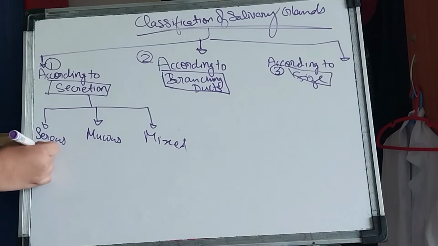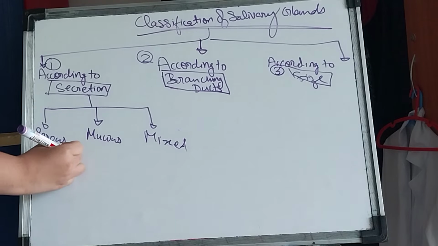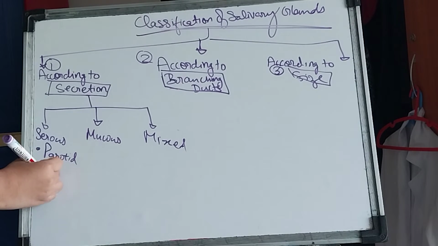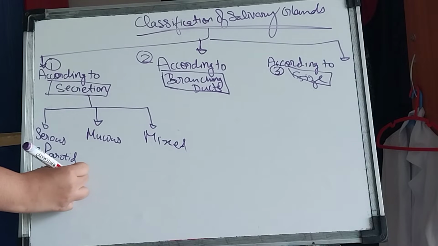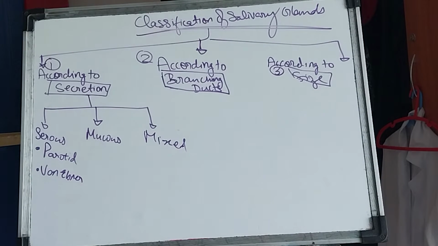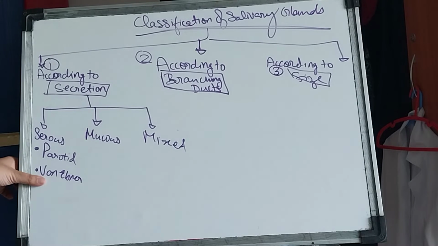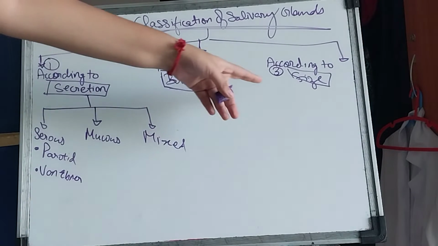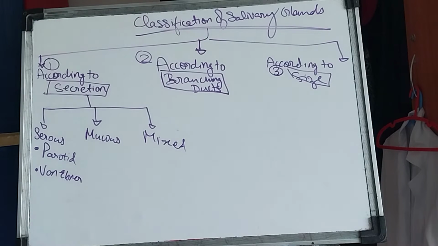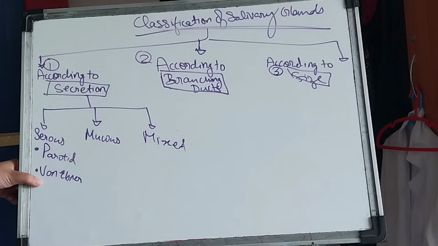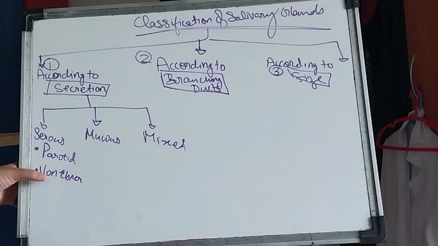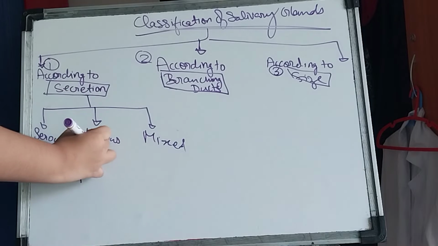Some examples of the serous type are the parotid gland and the von Ebner gland. Von Ebner is a minor gland, so it is the only minor salivary gland that secretes purely serous secretion. I will tell you the size type, minor and major, in a minute. So purely serous is parotid, a major gland, and von Ebner is the only minor salivary gland that secretes purely serous secretion.